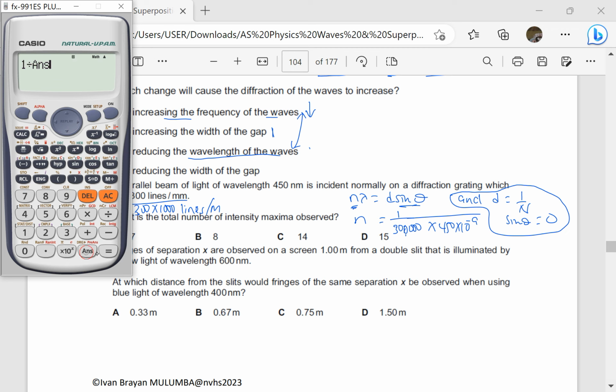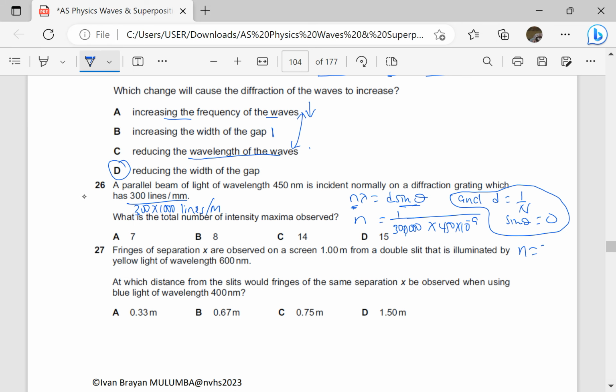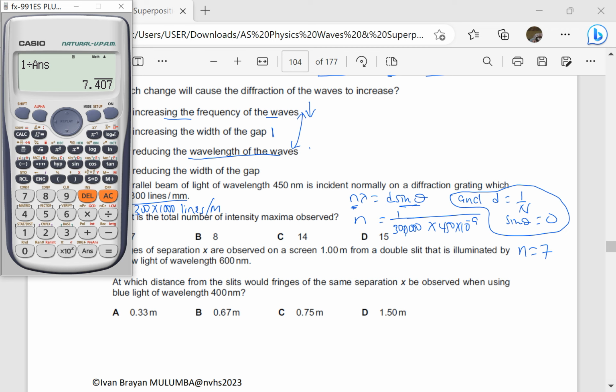Then 1 divided by the answer. That is 7.407. We round off to the smallest whole number, which is 7. So N is equal to 7. I'm saying N is 7. We cannot round off to the next number. We always round off to the smallest number.